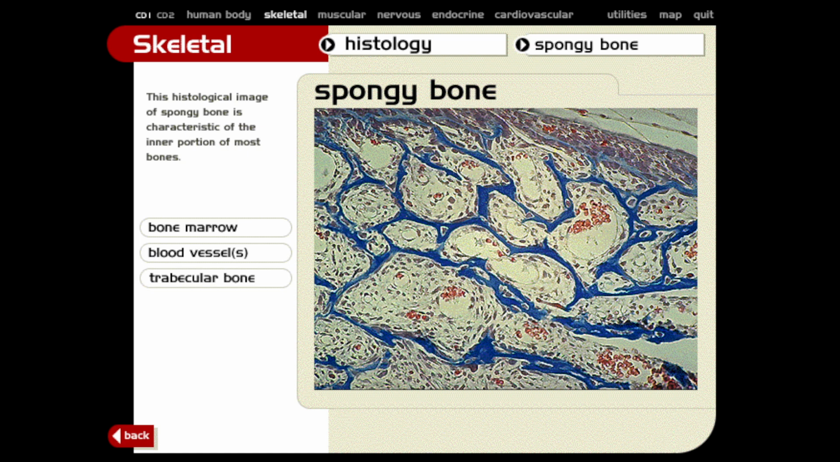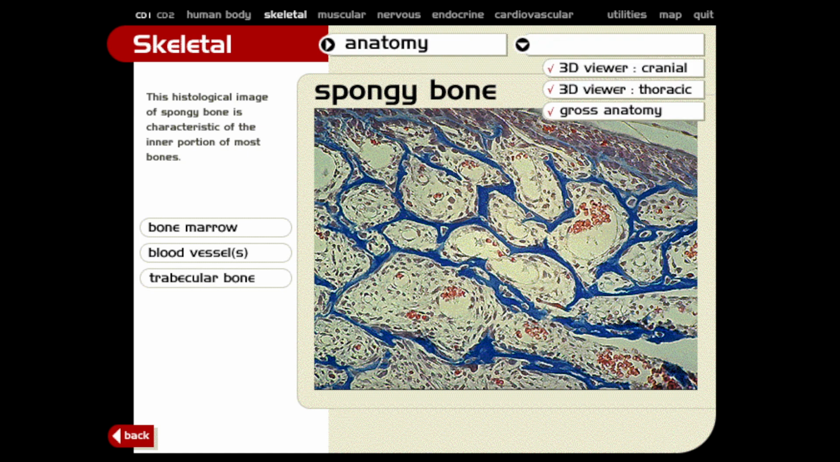This histological image of spongy bone is characteristic of the inner portion of most bones.